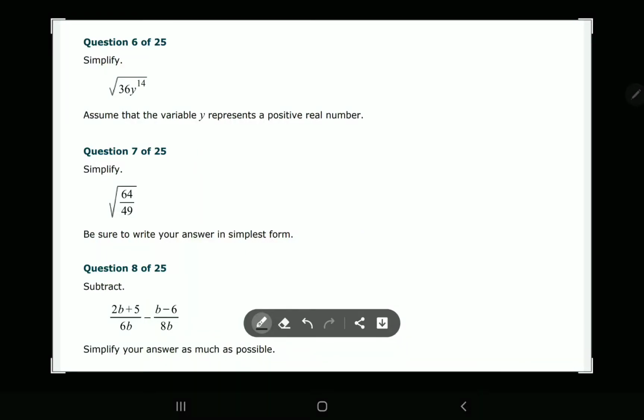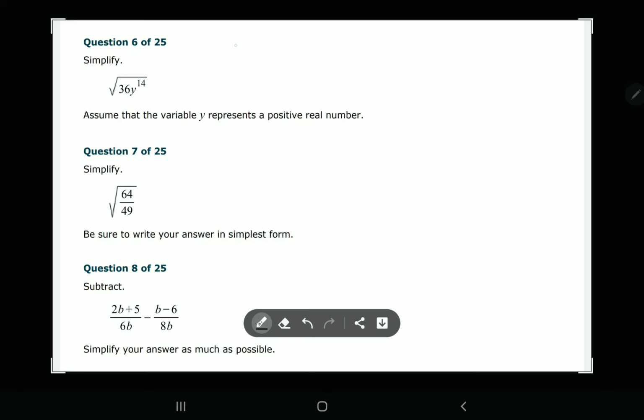Alright guys, in this video we're going to be doing questions 6, 7, and 8. And remember, question number 6 is one of the questions that I hope you review before you answer question number 3. Okay, simplify the square root of 36y to the 14th power.